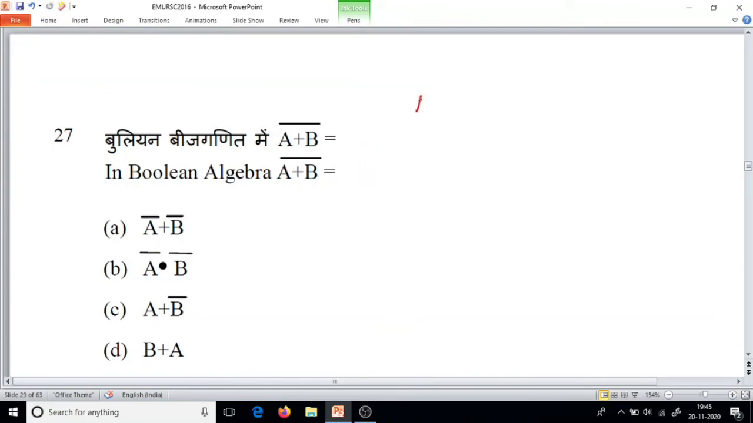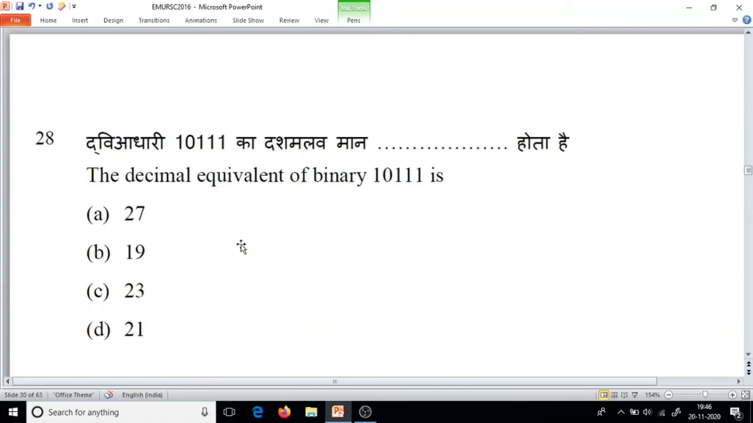This is De Morgan's theorem. A or B whole complement equals what? It equals A complement and B complement. Similarly, A and B whole complement equals A complement or B complement. So the answer is option B. This is De Morgan's theorem.